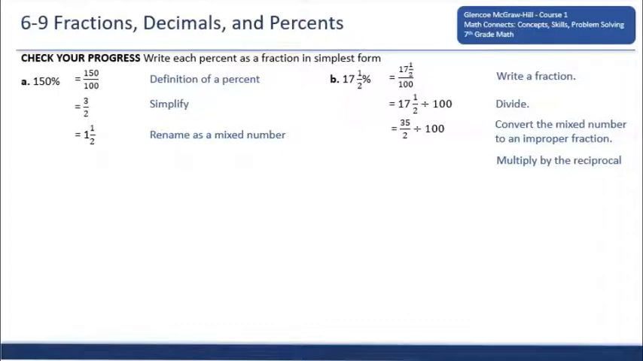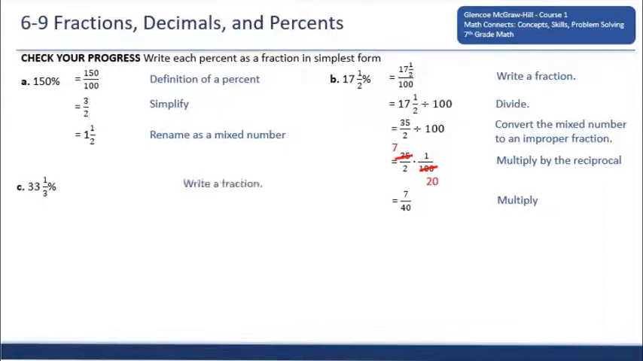And now, since we can't divide fractions, we're going to multiply 35 halves by 1 over 100. Simplify. Now we're going to multiply out what's left, and we get 7/40.